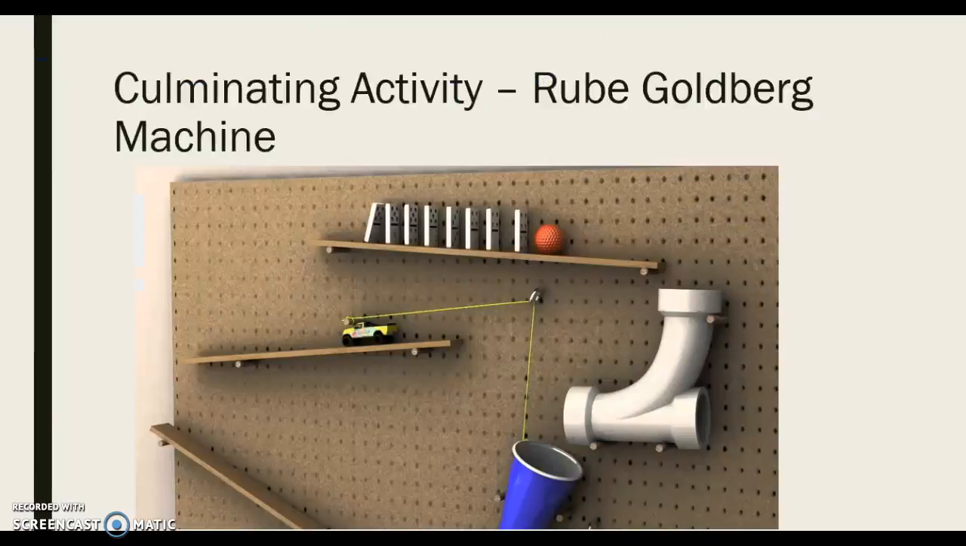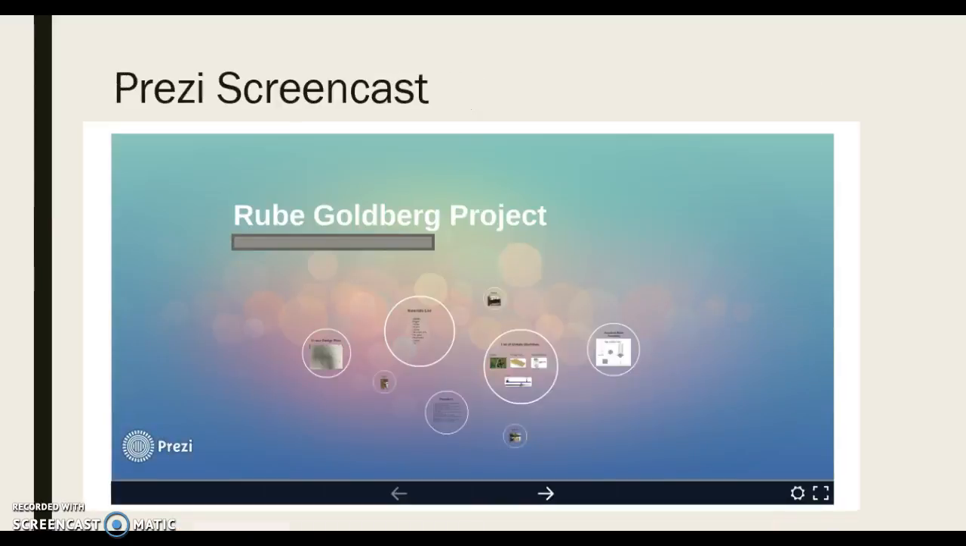The culminating activity is a Rube Goldberg machine. The students will have to have at least 4 of the machines, have to have 7 steps, and they'll have to complete a task. As they're going through and completing the Rube Goldberg machine, they'll take pictures of the simple machines that they're using in the Rube Goldberg machine.